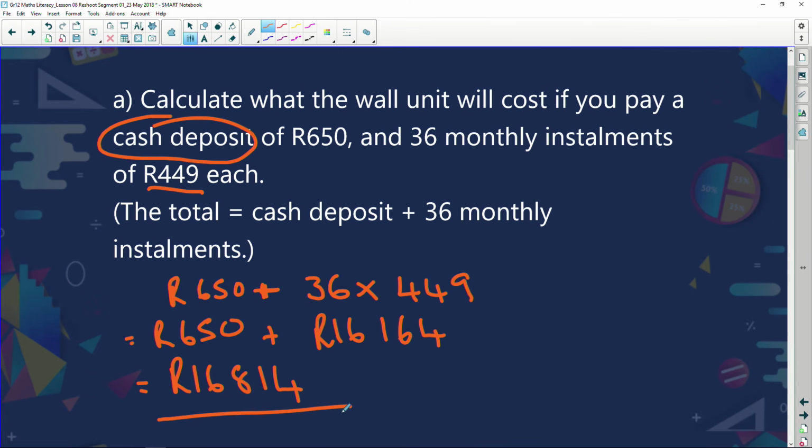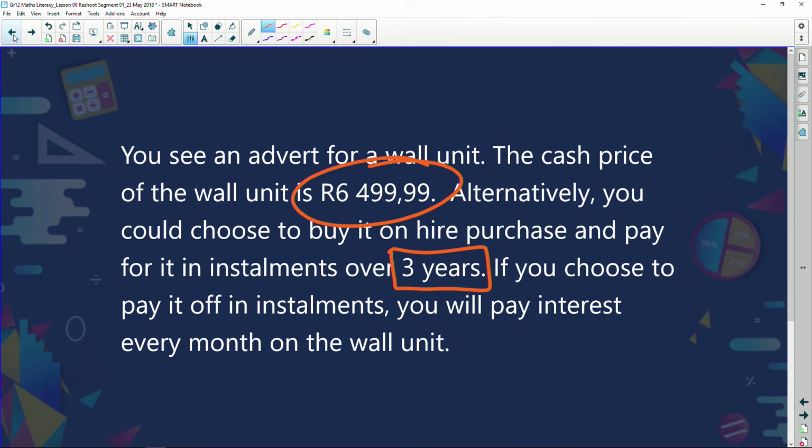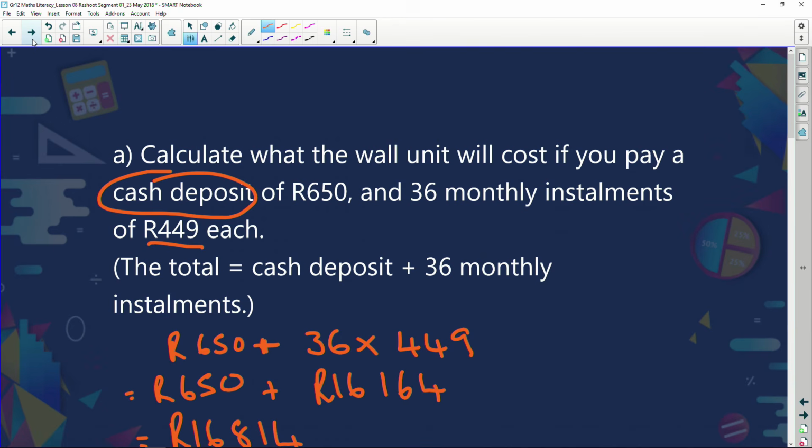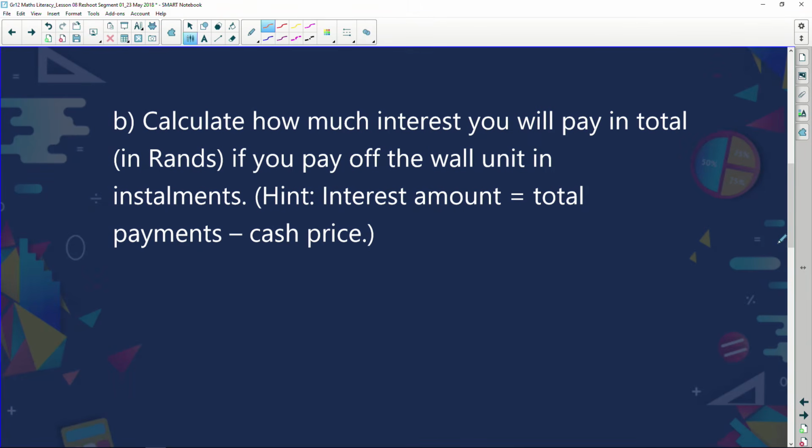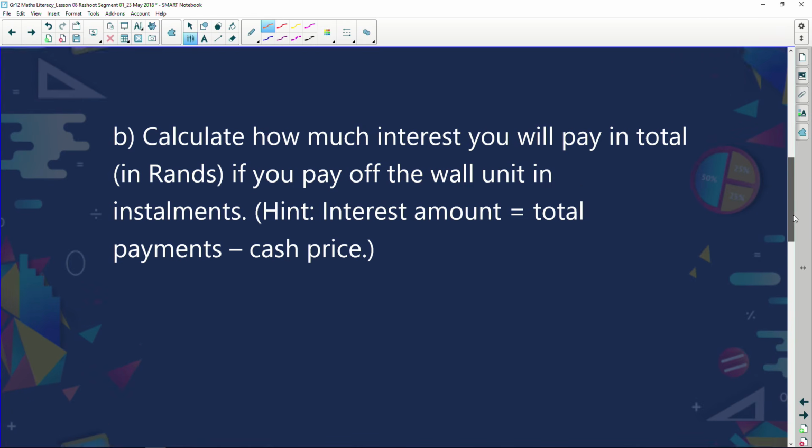A whack of money. How much would it have cost us if we'd paid cash? Let's have a look. 6,499. Listen, this shop is ripping us off big time. It's taking a whack of our money. Let's have a look here quickly. Calculate how much interest you'll pay in total in rands if you pay off the wall unit in installments. Hint: interest amount is total payments minus the cash price.